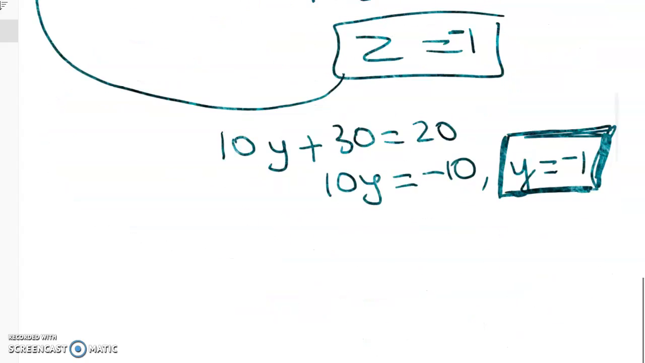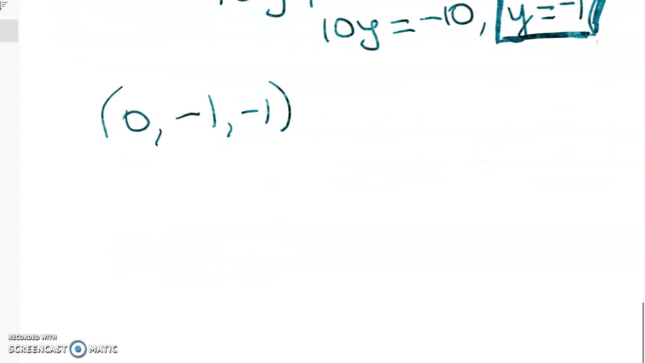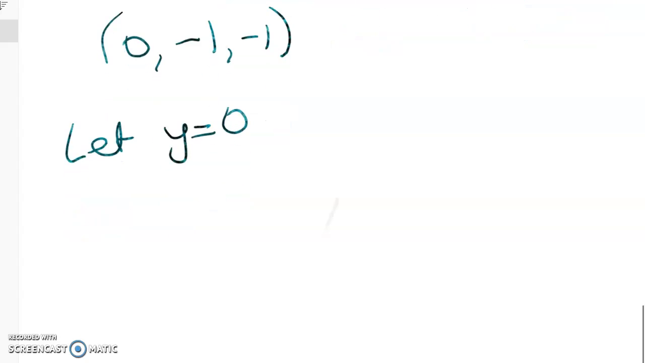Right, so we've got our first point here. The point is (0, -1, -1). Now I've got to pick another one. So I'm going to pick letting y equals 0, and I'm going to solve this.